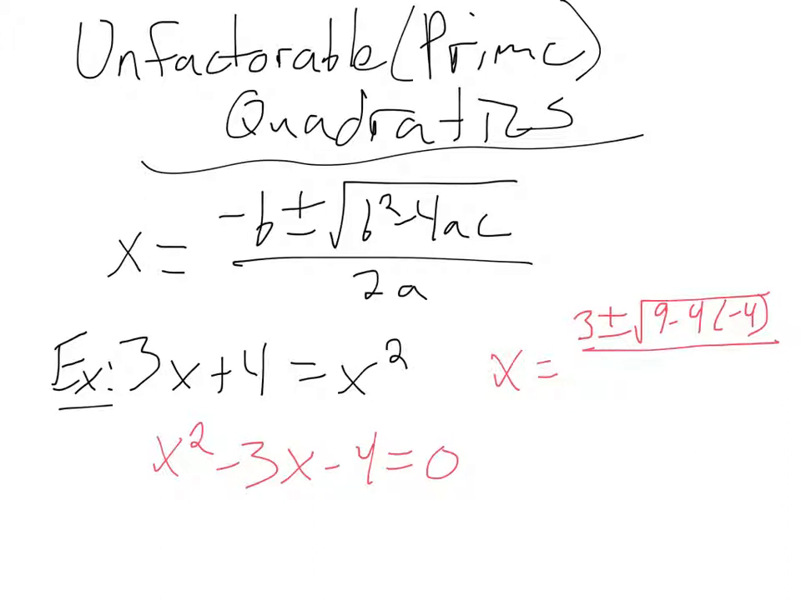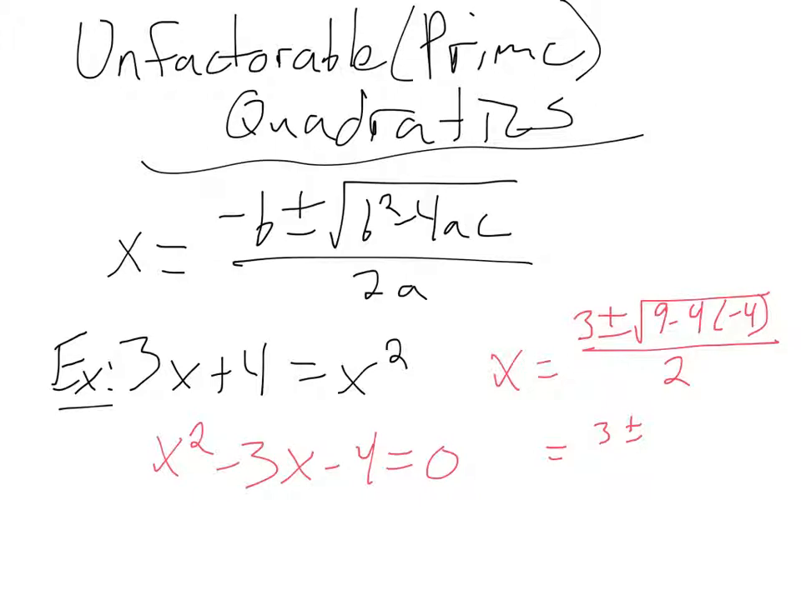All over 2a. A is just 1, so it's just going to be 2 in the bottom there. So the first thing we should always do with the quadratic formula is fully simplify what's on the inside of the square root. So 9 minus 4 times negative 4. What order do I have to do that operation in? Multiplication first. Yeah, you have to do PEMDAS, right?